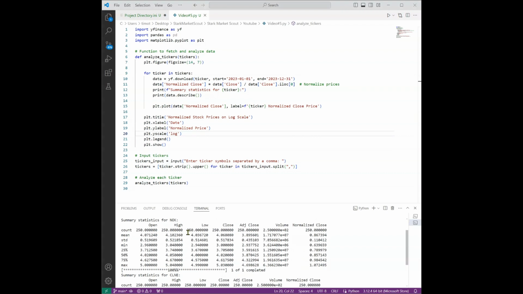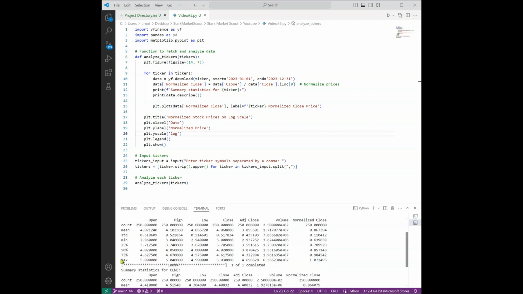Columns are going to be open, high, low, close, adjusted close, volume, and normalized close, with our individual characteristics. So, what's the 75th percentile, 50th percentile, 25th percentile, max and min, and then the standard deviation between them.